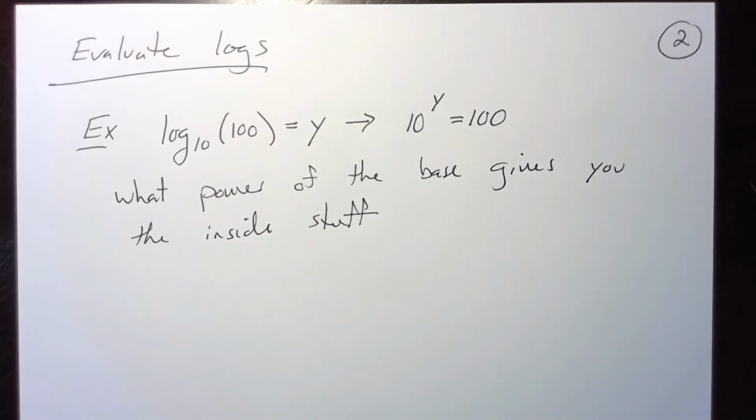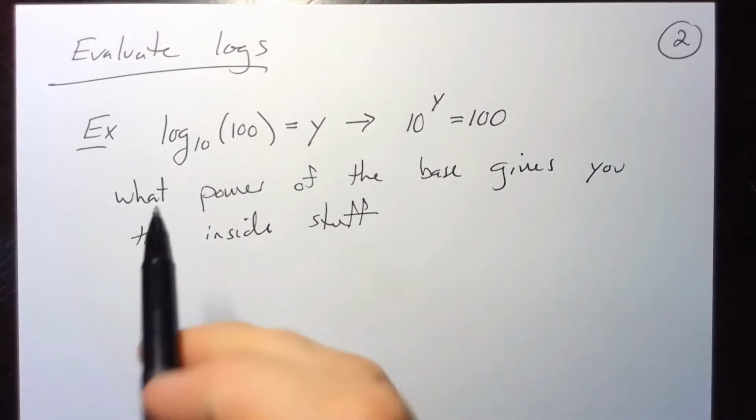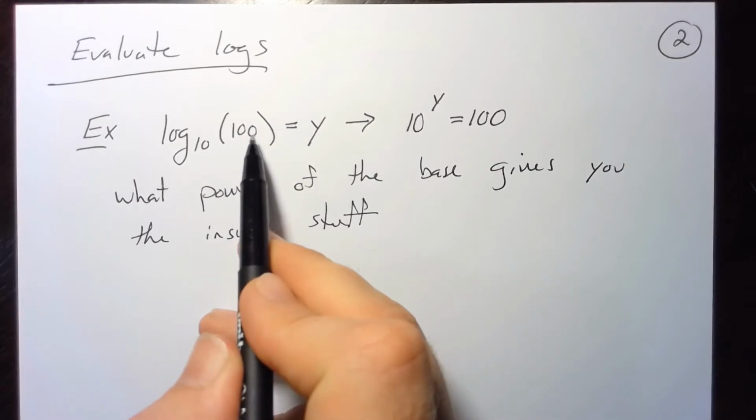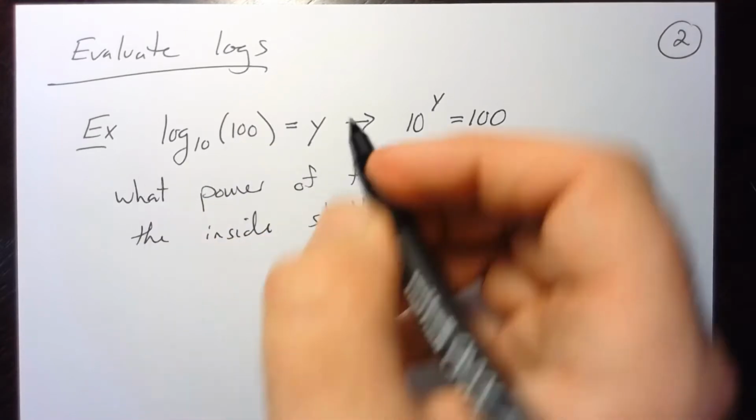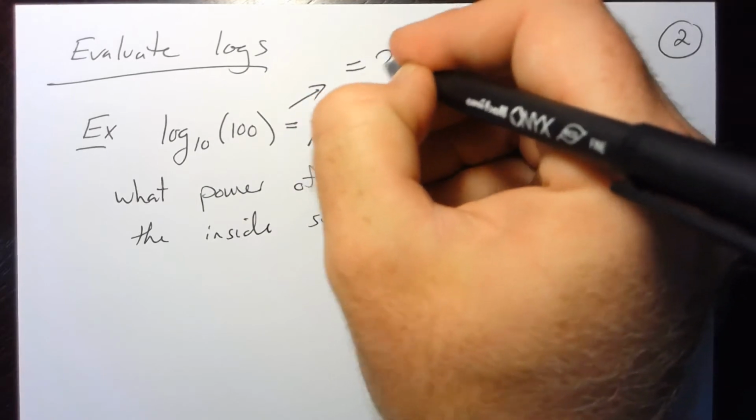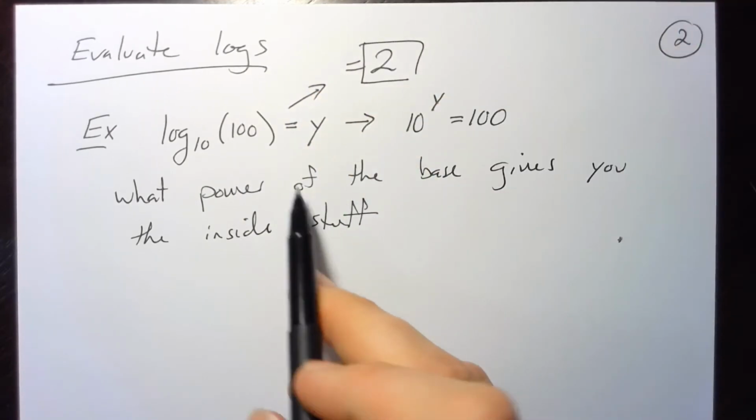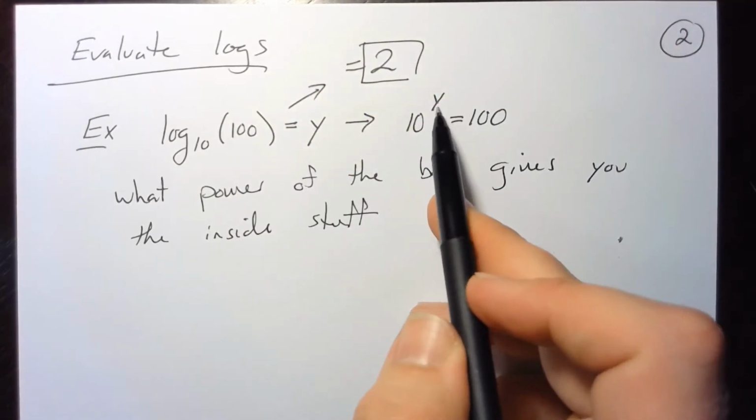So anytime that you're looking at a log function you're trying to evaluate, you're going to ask yourself, what power of 10 gives you 100? And this logarithmic expression is actually equivalent to 2. The value of y in this case should be 2, because 10 to the power of 2 gives you 100.